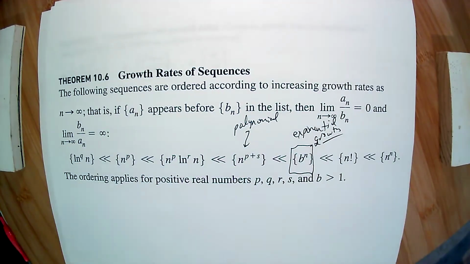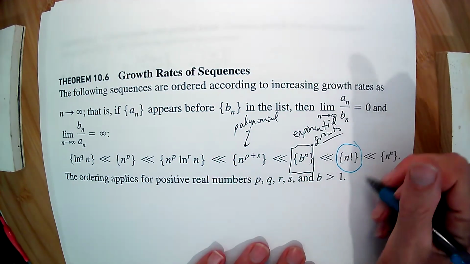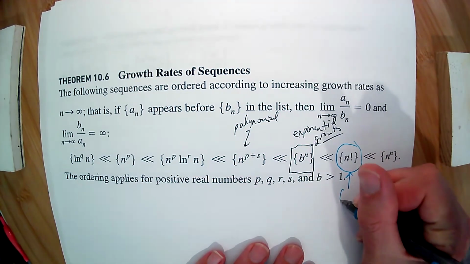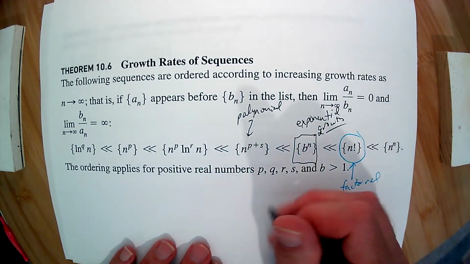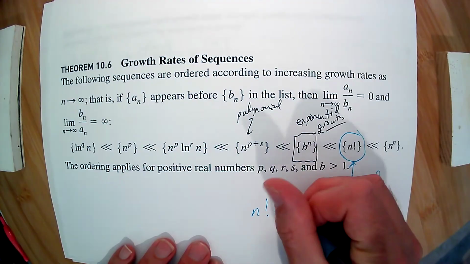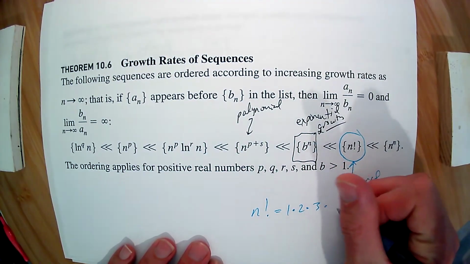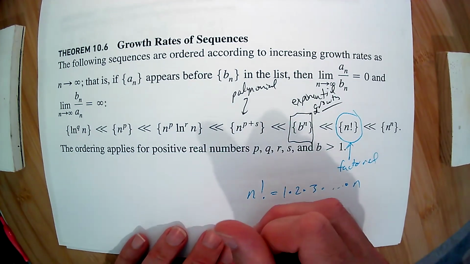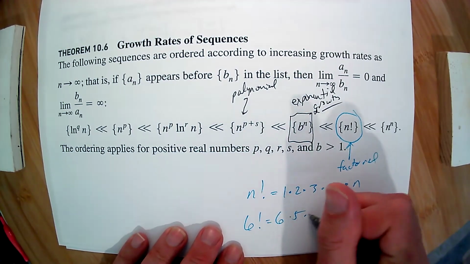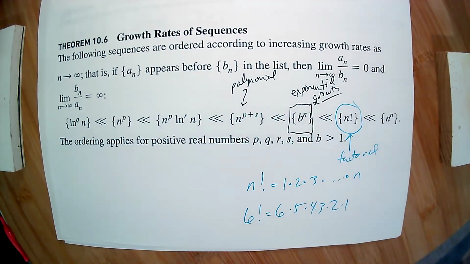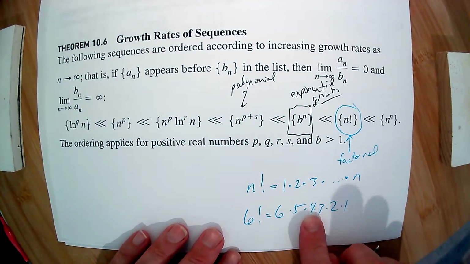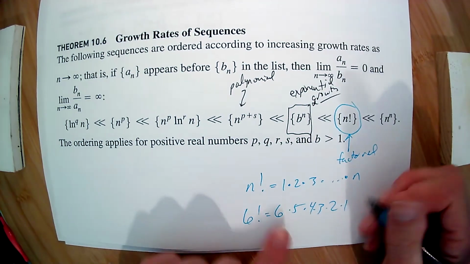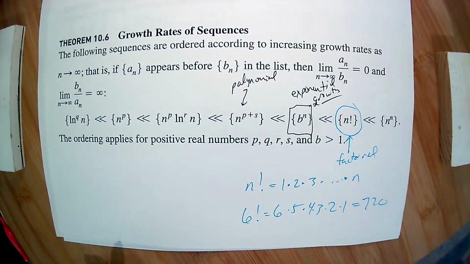What about a new thing here? We're going to work with factorials more frequently in this class. Factorial growth is much larger than exponential growth. And if you want to know what factorial means, it's n factorial: 1 times 2 times 3 all the way up to n. So 6 factorial is 6 times 5 times 4 times 3 times 2 times 1. That ends up being a pretty big number. 7 factorial is 5040, something like that. Anyway, it grows fast. That's the idea.